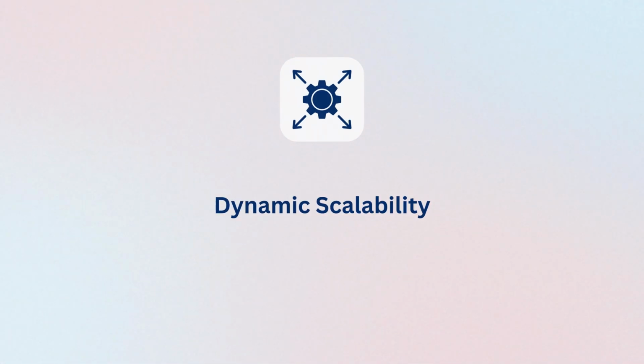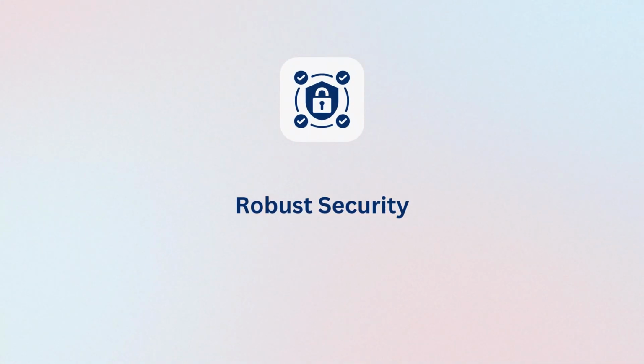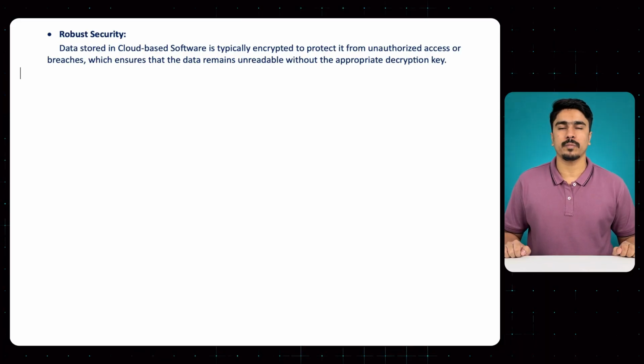Next, dynamic scalability. Services can be easily scaled up or scaled down to accommodate changing users' needs, which ensures that users have access to the resources they need when they need them, without over-provisioning or underutilization. Next, robust security. Data stored in cloud-based software is typically encrypted to protect it from unauthorized access or breaches, which ensures that the data remains unreadable without the appropriate decryption key.